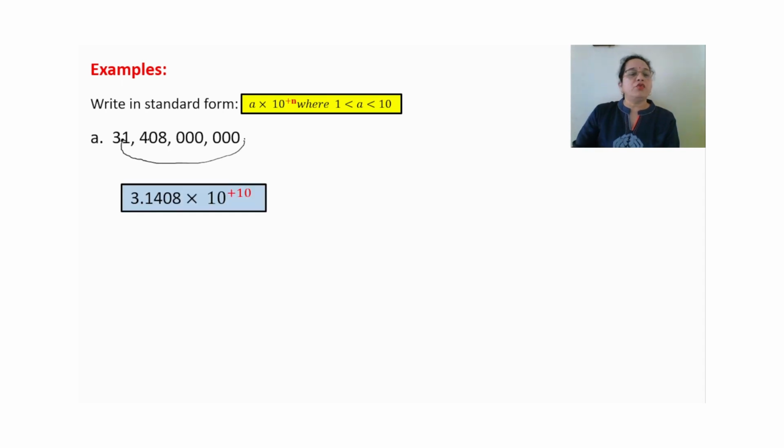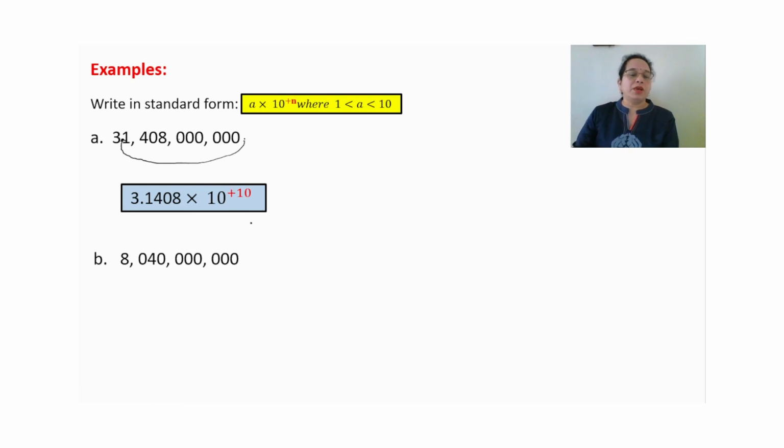So the answer will be 3.1408 into 10 raised to the power plus 10. My dear students, many of you just write 3.1 and forget to write down the rest of the number. So before the zeros, whatever numbers are there, you are supposed to write down all the numbers. No need to write down these zeros, and then the power will be positive, because the number is a huge number.